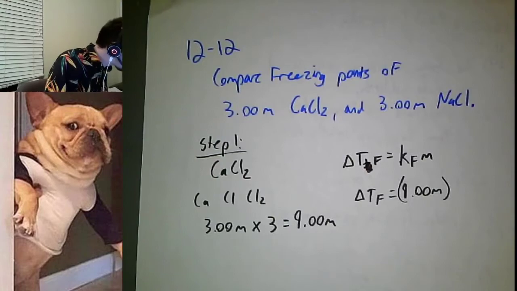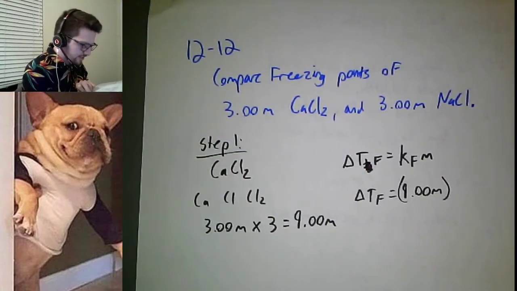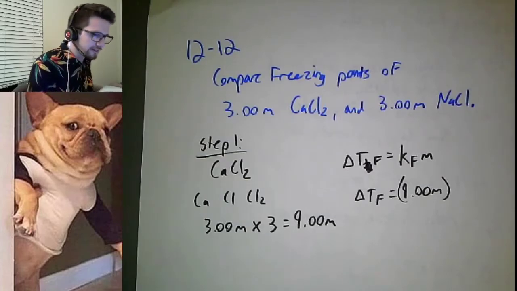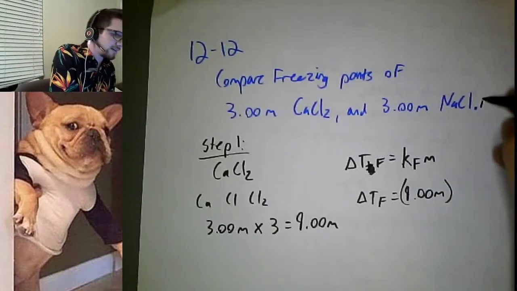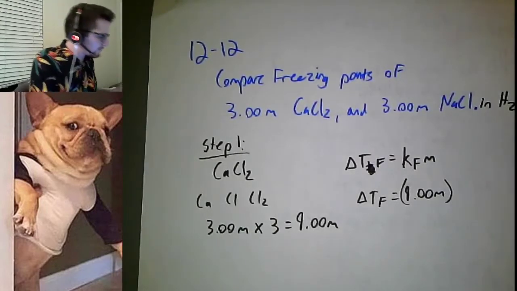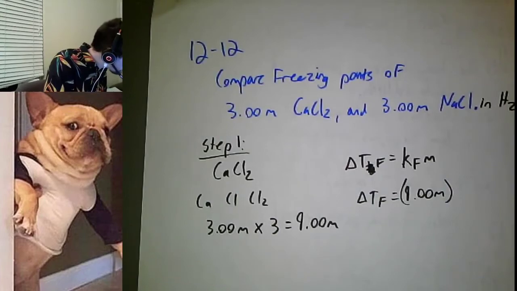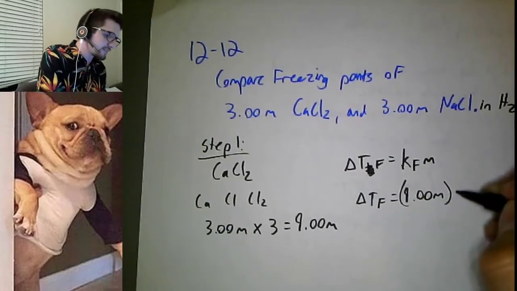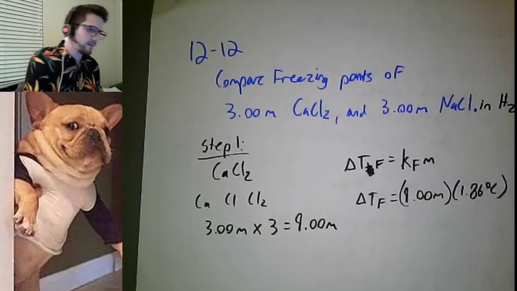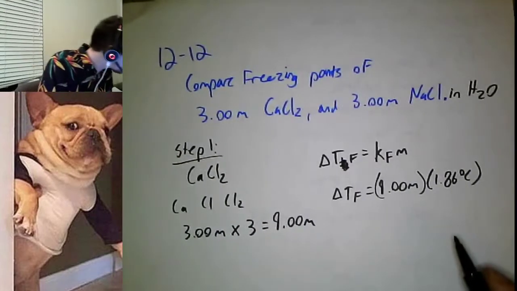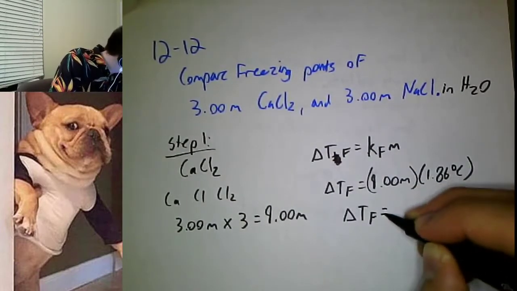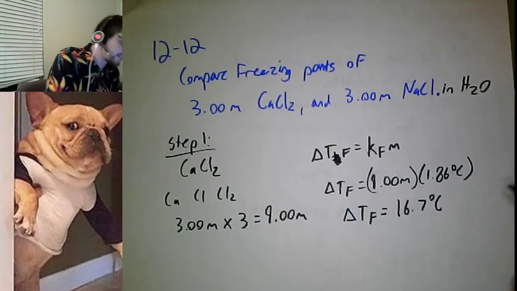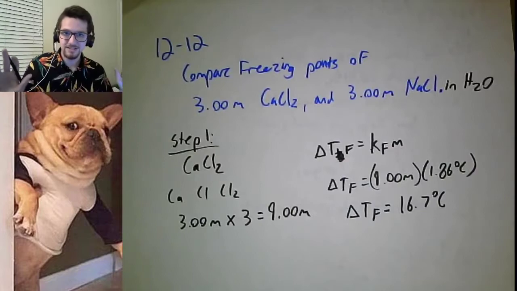This is a solution, ionic compounds. It looks like we are using the freezing point constant of water for some reason. Remember when I said there were some things in this book I'm not a fan of? This is one of them. It didn't even tell you. It should have told you in water, but it didn't. So the constant for water is 1.86 degrees Celsius. Then you multiply these and you literally get your answer. It is that simple. 9 times 1.86 gives us 16.7 degrees Celsius, okay? So that's for the calcium chloride.